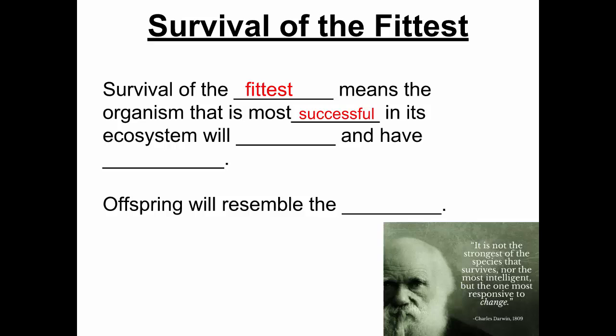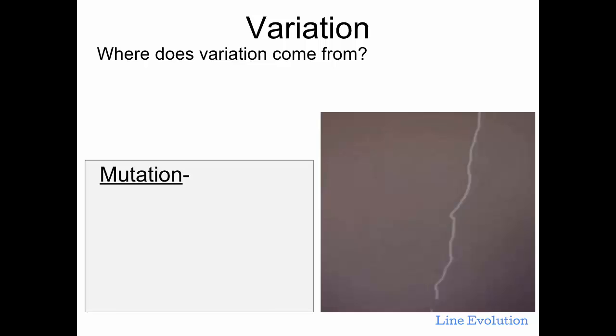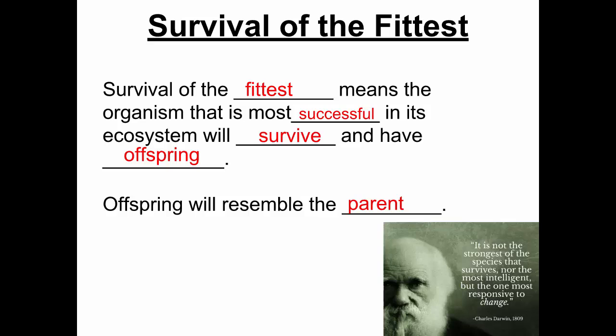Whatever organism is most successful, that is the fittest. And that one will survive and have offspring. And the offspring will then resemble the parent. DNA. Okay. And so that's one of the ways, so why are species different from each other?